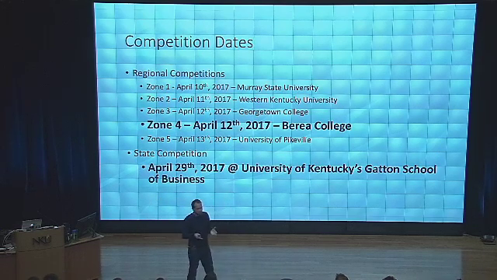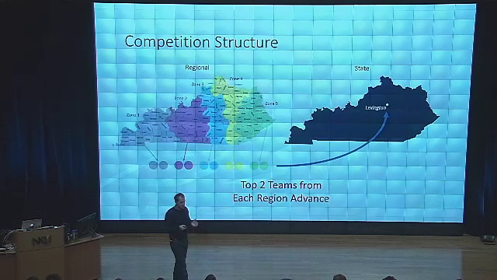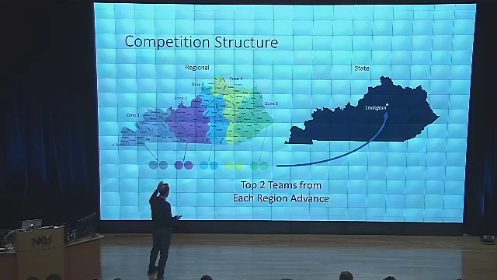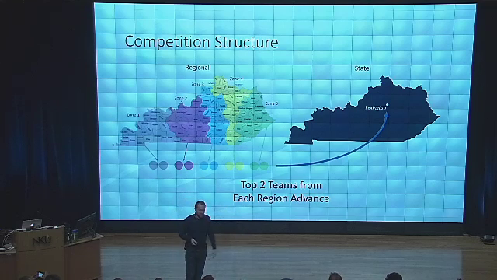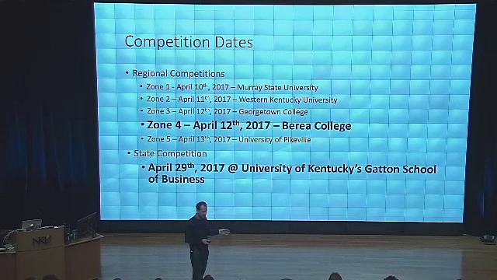Cool. So the competition dates are as follows. So there's different zones in the state of Kentucky, and here it is. The way that they've outlined it, there are 5 zones. We are located in Zone 4. The top 2 teams from each region will advance after the regional. I'll go back to that.